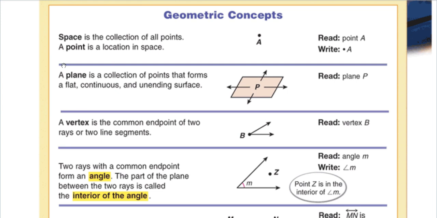So in English we just call it the space and a point. So what is a point? A point is a location in a space. Any location in a space is a point. So we read it point A and we write it point A.